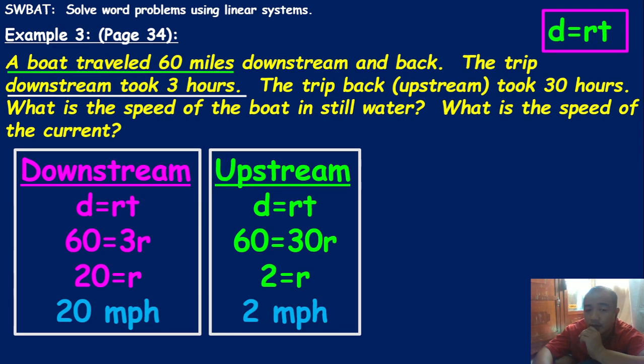Divide both sides by 32 equals R. And the speed of the boat upstream is 2 miles per hour. Nako, mas mahirap kasi. Bilis siya downstream pero upstream mabagal.